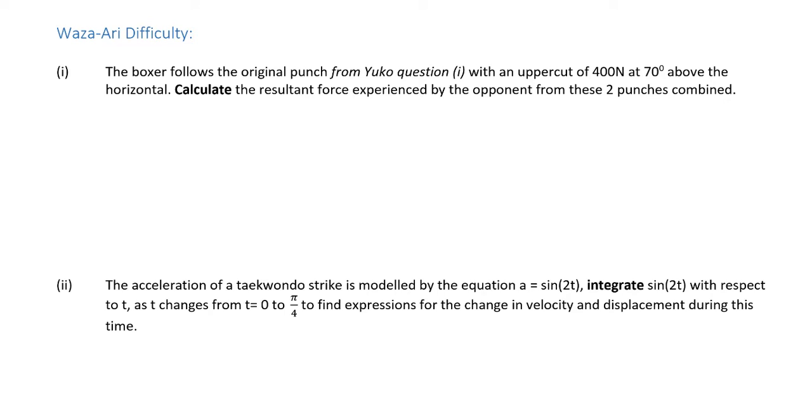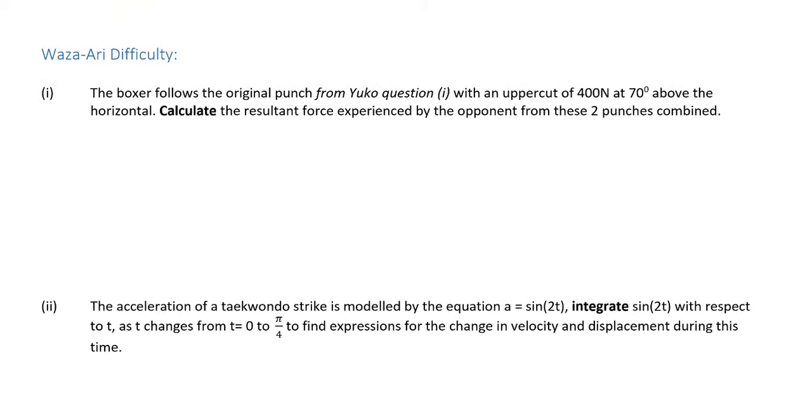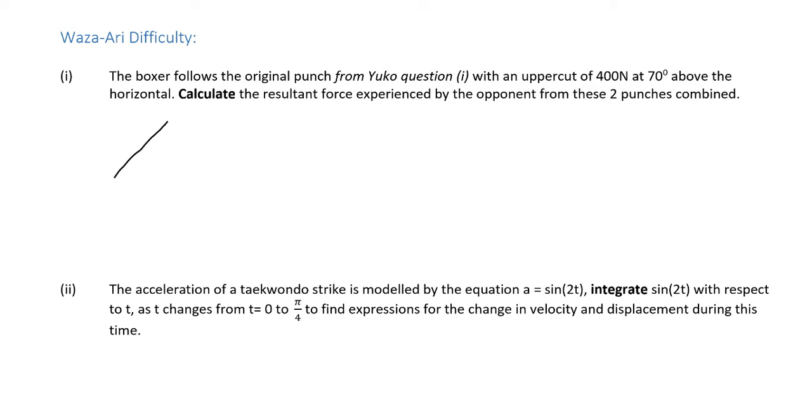Alright, so let's move up to a higher difficulty level. So our punch in the first question is going to be followed by a second punch, and it wants us to calculate the resultant of those two. So if we do the same as we did before, we essentially split it up into its components. This one being 400 sine 70, this one being 400 cosine 70.